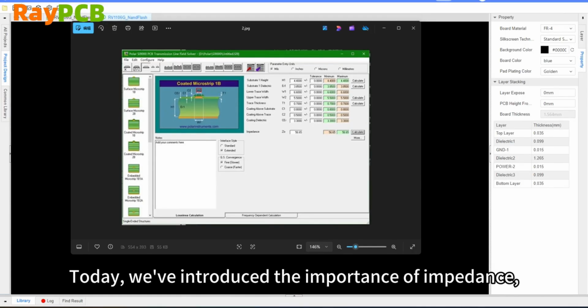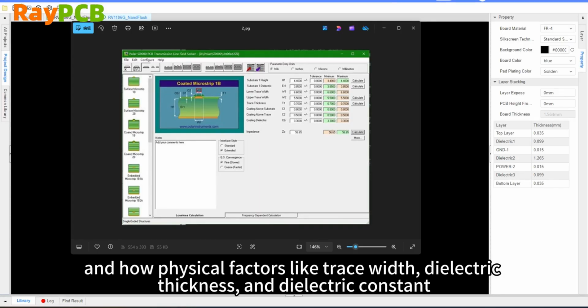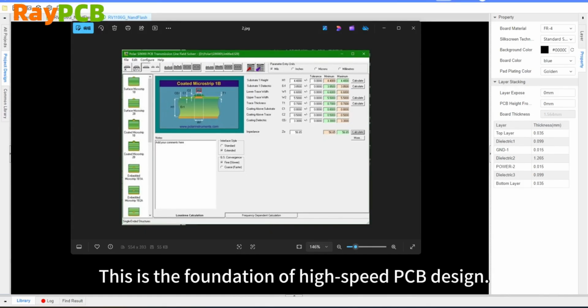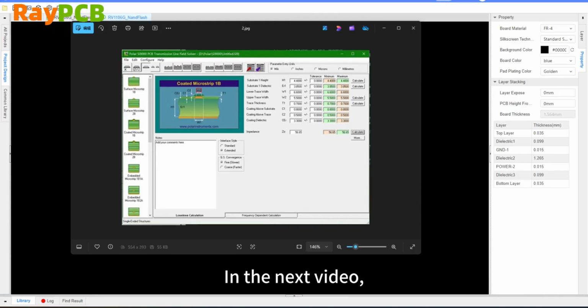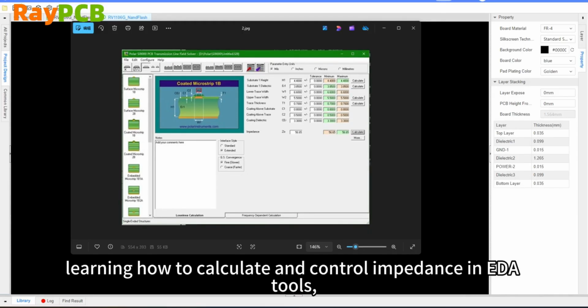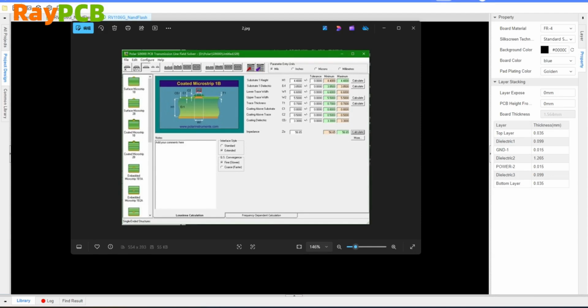Today we introduced the importance of impedance, understood the structure of microstrip lines, and learned how physical factors such as trace width, dielectric thickness, and dielectric constant affect their characteristic impedance. This forms the foundation for high-speed PCB design. In the next video, we will apply this knowledge in practice, learning how to calculate and control impedance in EDA tools, and mastering some basic techniques for determining trace width.